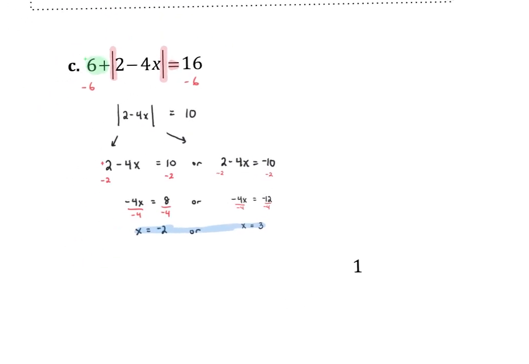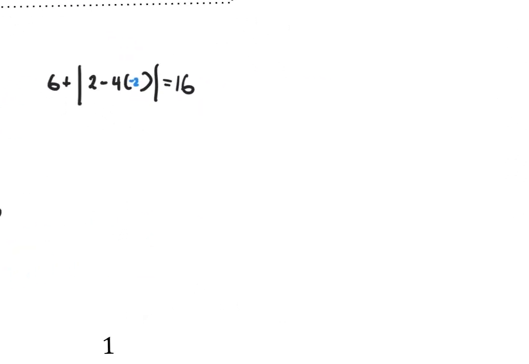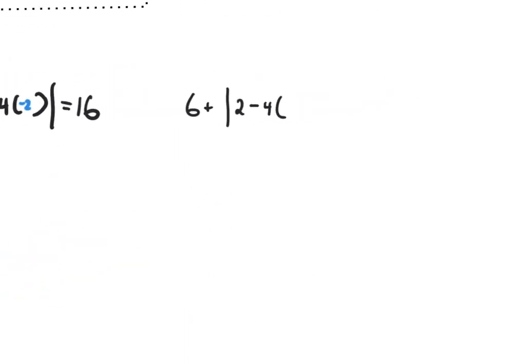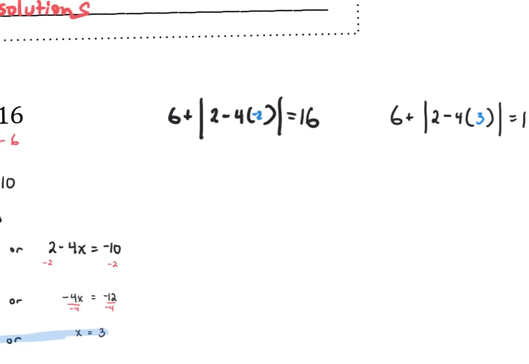And now let's do a check. So I'm going to say 6 plus the absolute value of 2 minus 4 times a negative 2. And does that equal 16? And then the other one is going to be the same, but I'm going to put a 3 in instead. So 6 plus absolute value of 2 minus 4 times 3. And does that equal 16? So let's just do this first one here.